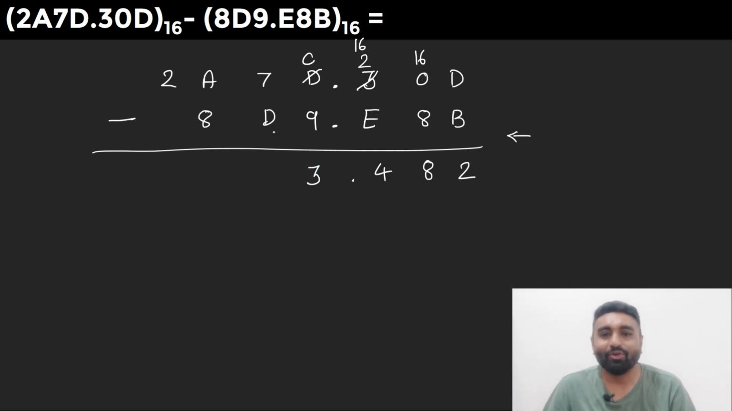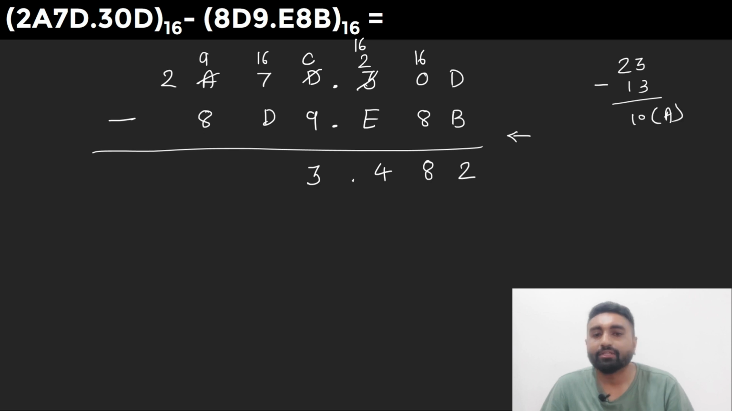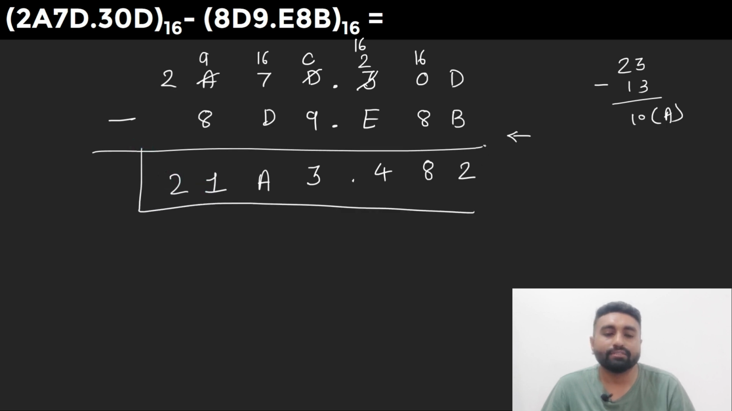7 minus D cannot happen, so we will take a borrow. So here 9 will come and 16 will be here as a borrow. 16 plus 7 is 23, and out of 23 we need to subtract D, that means we subtract 13. Hence the answer will be 10, that means A. So here our answer will be A. 9 minus 8, the answer will be 1, and 2 minus 0, the answer will be 2. So this is your answer for the subtraction of these two numbers.